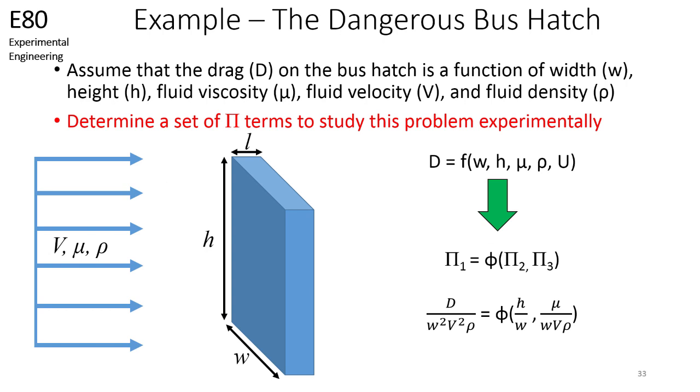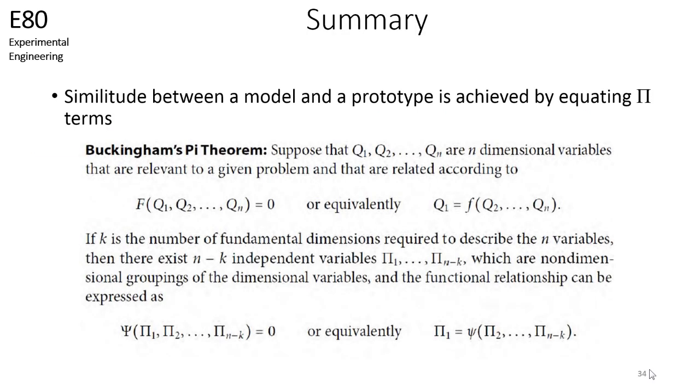Now that we know all three pi terms, we see that dimensional analysis enables us to take drag, which is a function of width, height, viscosity, density, and velocity, and reduce it to three dimensionless pi terms, where pi sub 1 is a function of pi sub 2 and pi sub 3. In summary, similitude between a model and a prototype is achieved by equating pi terms. Buckingham's pi theorem is again summarized in this slide. We will continue our discussion on models and pi terms in the next video.